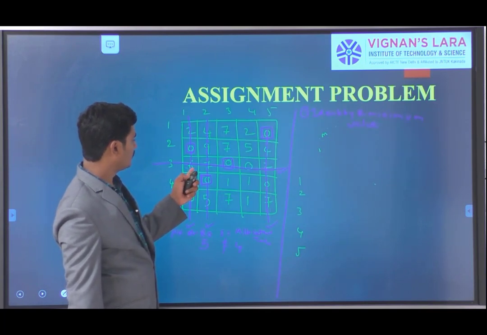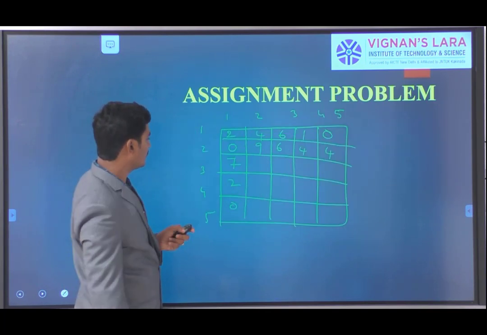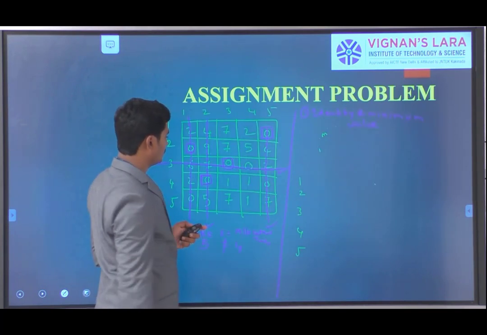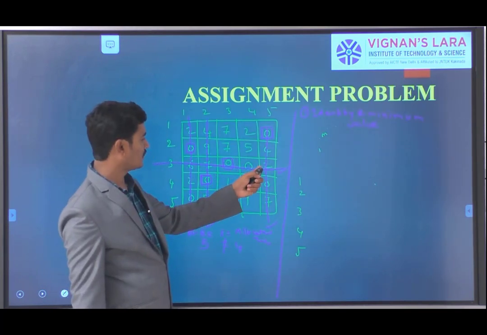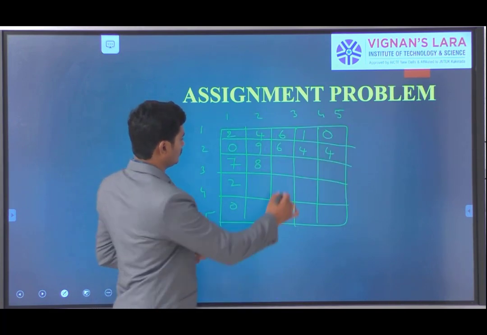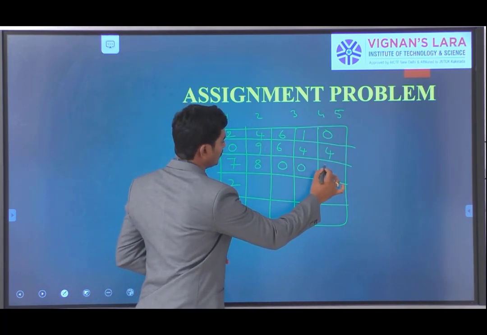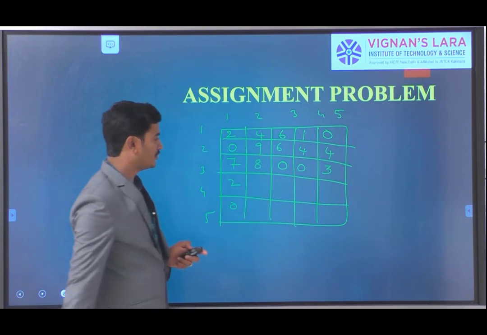Here 6, 2 already taken. 7, 2 lines are there. We are going to add 1 unit. Next, 0, 1 line. 0, 1 line. 2, 2 lines. 0, 0. Here we have 2 lines. That's the reason we are going to add 1 unit.